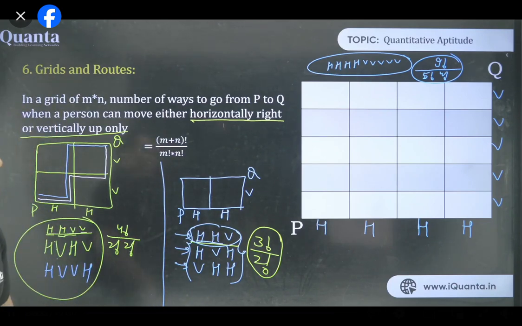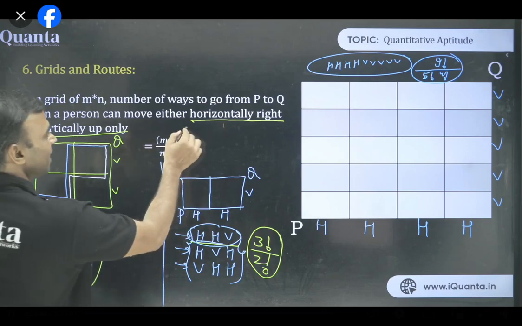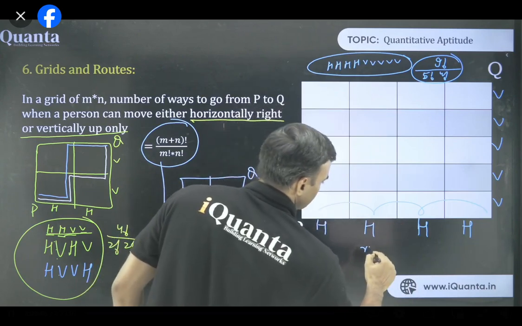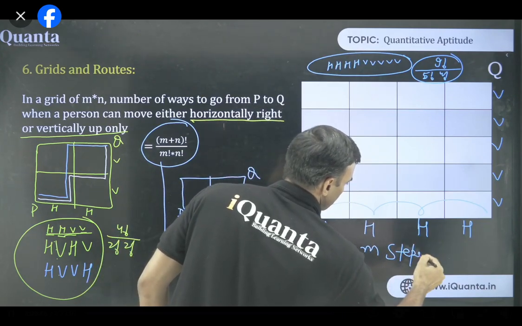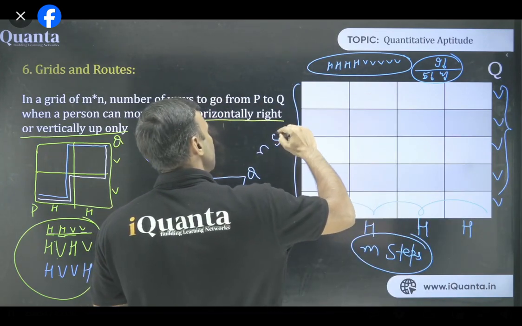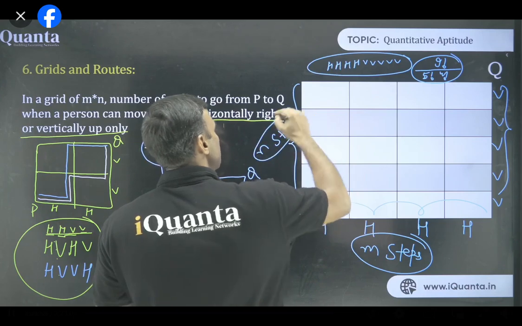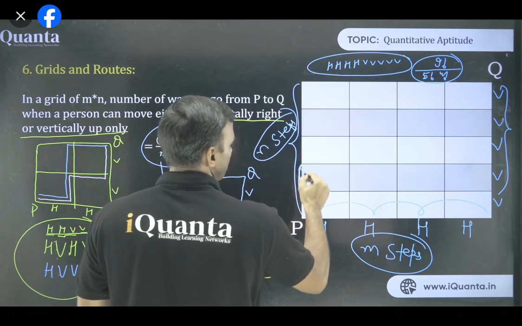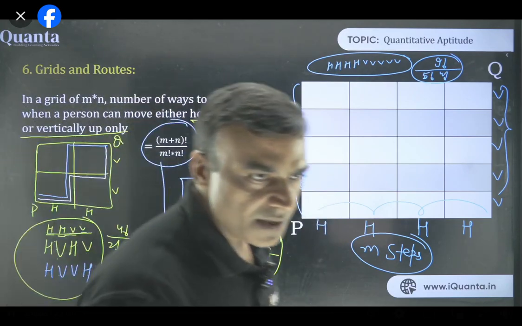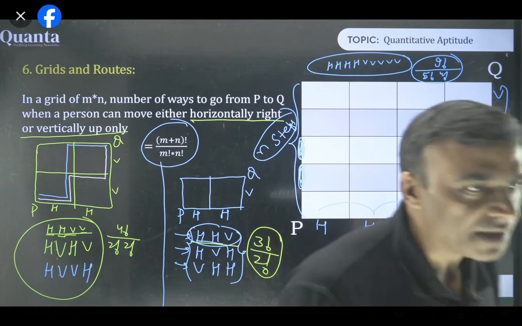That is the formula. It says m steps here and n steps here. Don't make any mistake. m and n are the number of steps. So this is 1 step, this is 1 step and so on. Yes, any problem? Okay, fantastic.